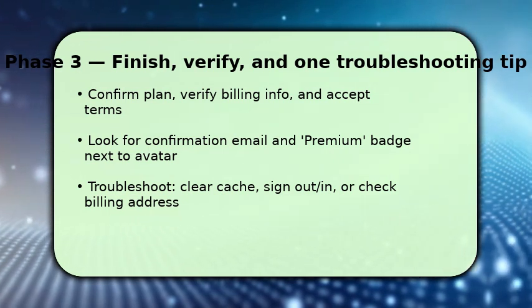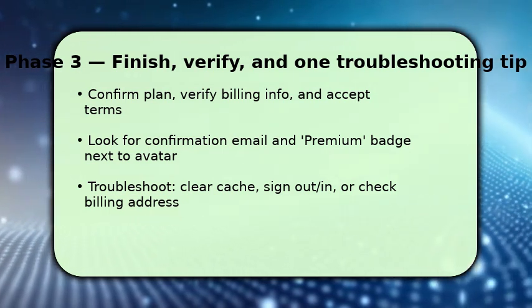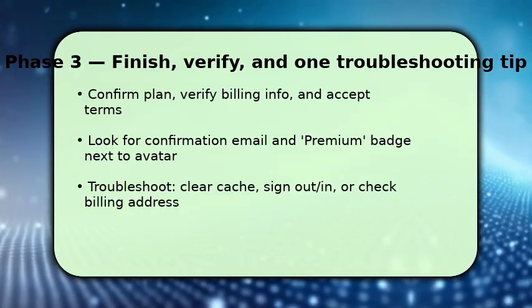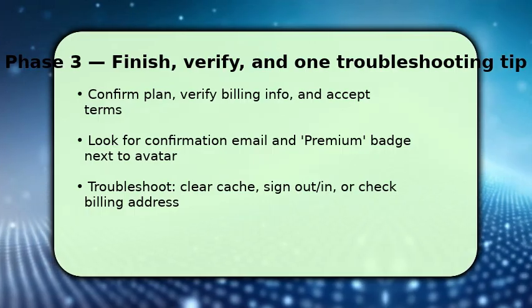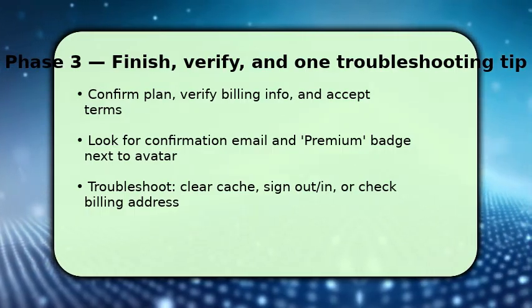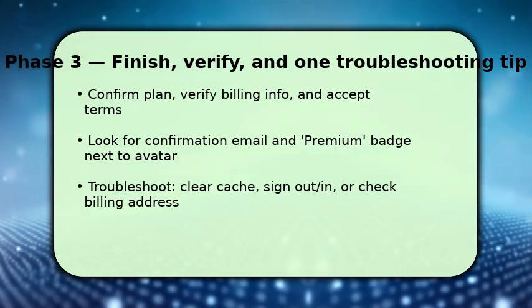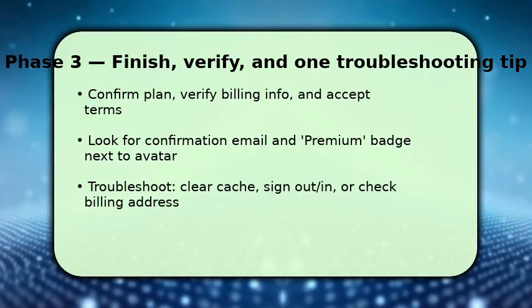After purchase, look for a confirmation email and the premium badge next to your profile avatar, which shows the subscription is active. If you don't see premium features, clear app cache, sign out and sign back in, or verify your billing address with the payment method. If problems persist, contact support for account-specific help.